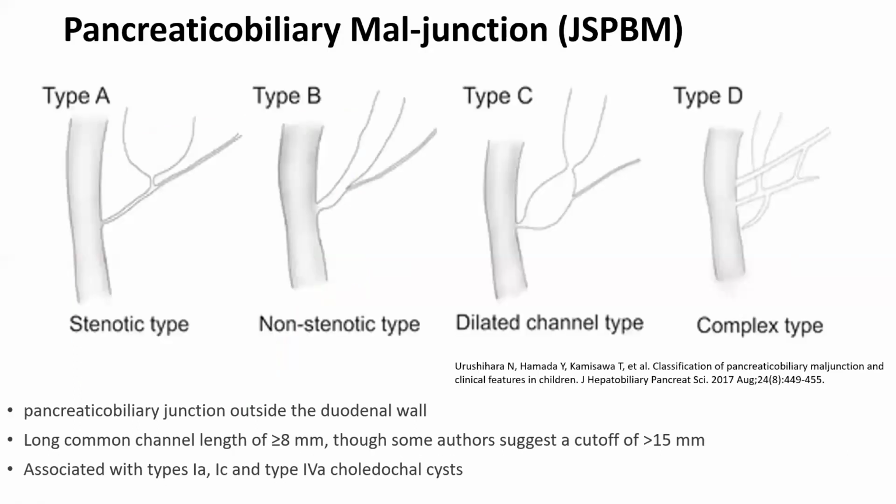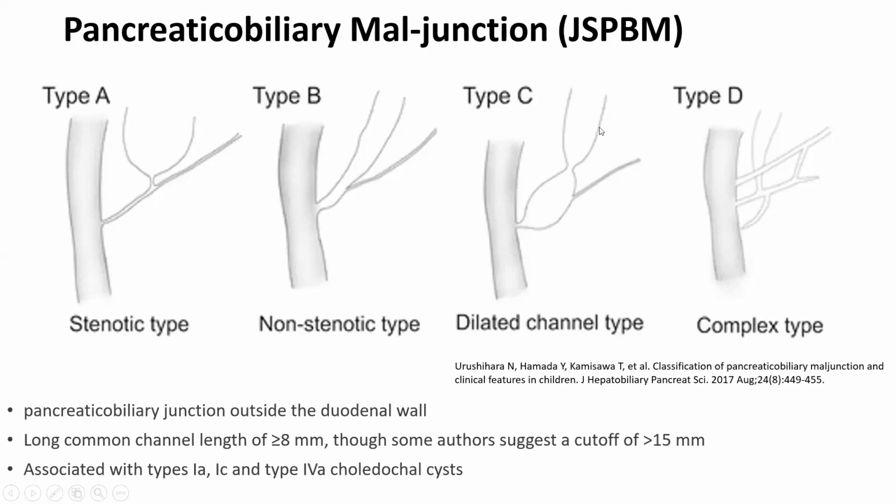Then there is a condition called pancreaticobiliary maljunction, which was described by the Japanese Society of Pancreaticobiliary Malformations in 2017. And 4 types have been described. So you can have a stenotic type of condition where you have a distal stenosis of the CBD, and there's upstream dilatation of the CBD. You can have a non-stenotic type where there's no stenosis of the CBD. You can have a dilated channel where there's a terminal narrowing of the CBD, slight narrowing, and there's a dilated common channel.